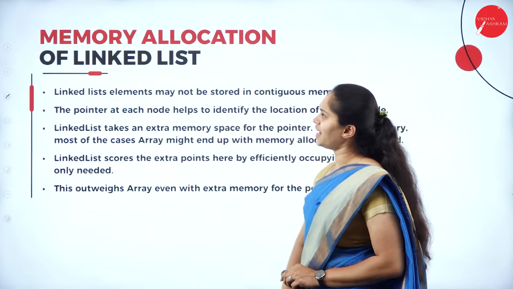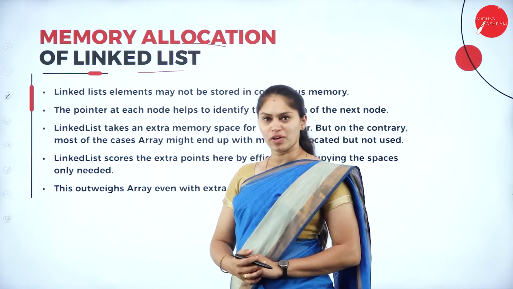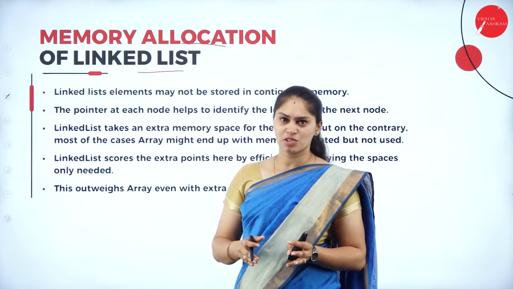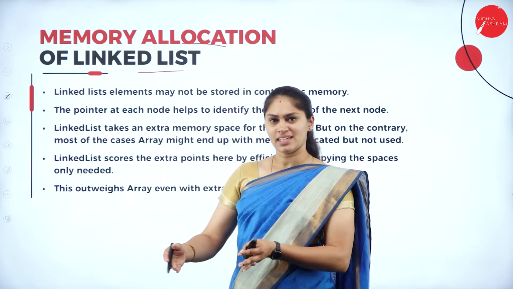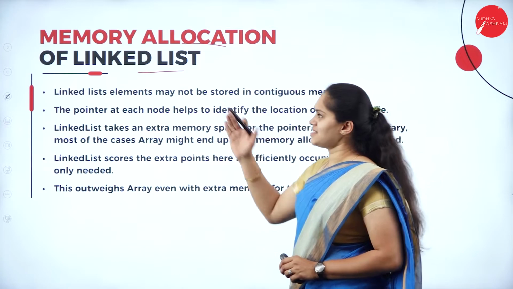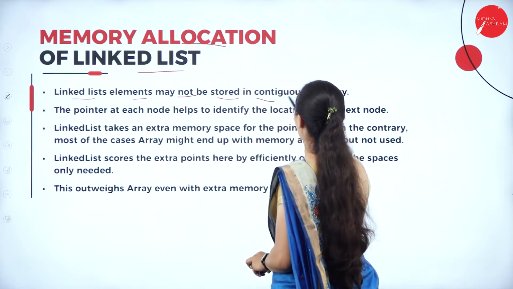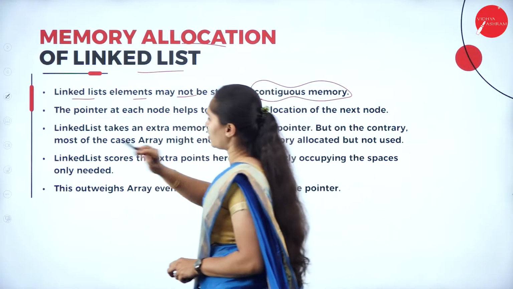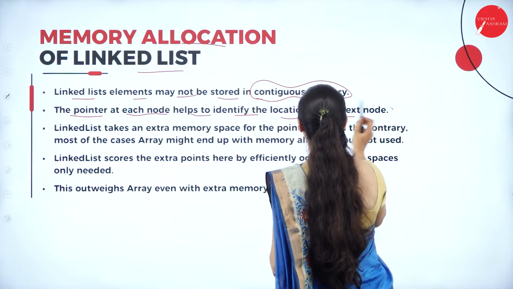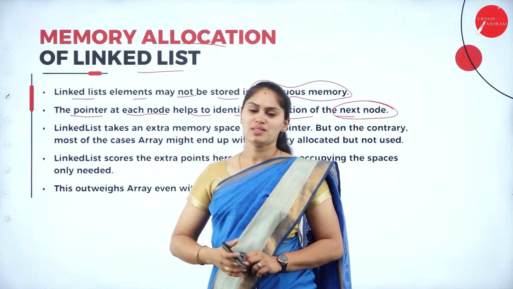So here you can see the memory allocation of a linked list. Already you know the memory allocation of an array is a contiguous memory location. If it is in the 1001 location, next immediately it will be in the 1002 location. But that is not the case with a linked list. Why? Because linked list elements may not be stored in contiguous memory. The pointer at each node helps us identify the location of the next node. This is not sequential memory location.